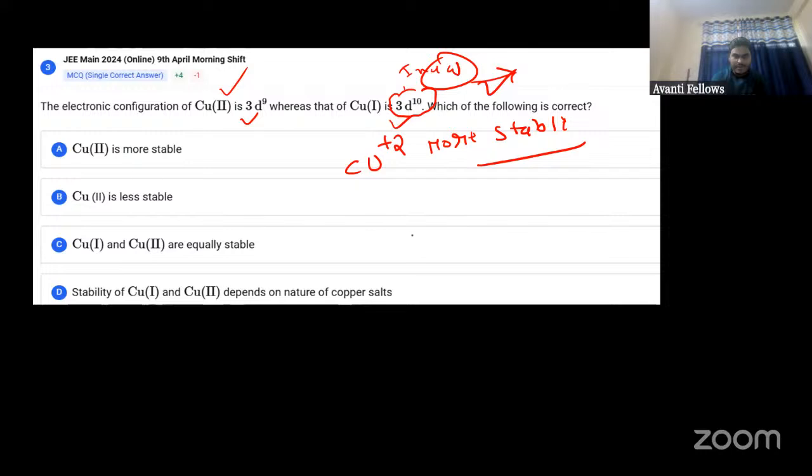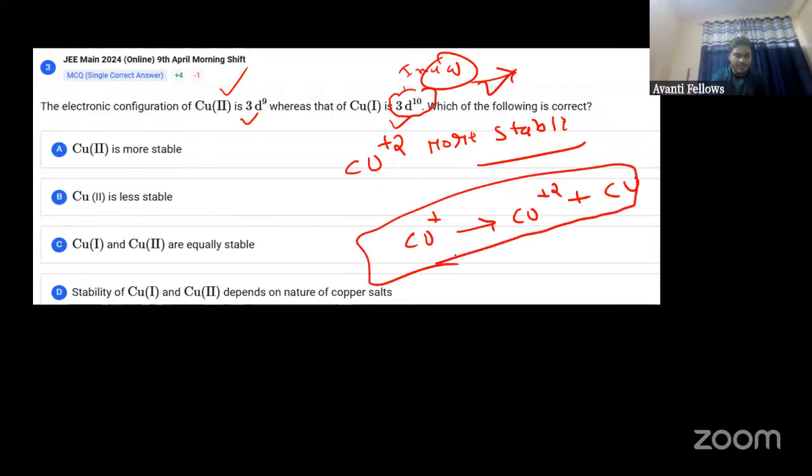Why? Because copper plus 1 converts into copper plus 2 and copper; it shows a disproportionation reaction, right? Disproportionation reaction. So we can say the electronic configuration of copper 2 is this, whereas that of copper 1 is this. Which of the following is correct? Copper 2 is more stable, copper 2 is less stable, stability of copper 1 and copper 2 depends upon the nature of copper salt. So option A is correct. Copper 2 is more stable.